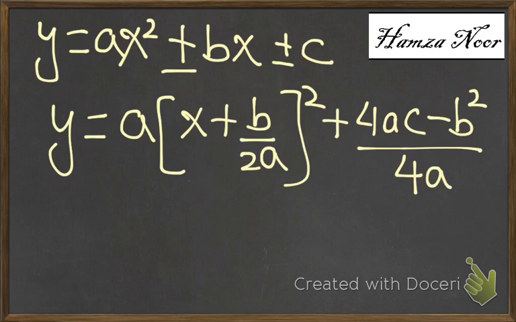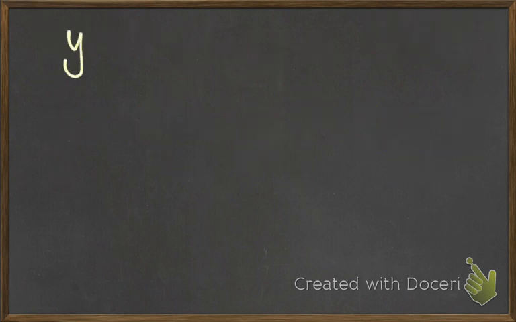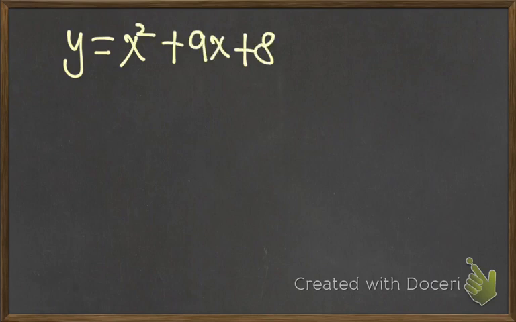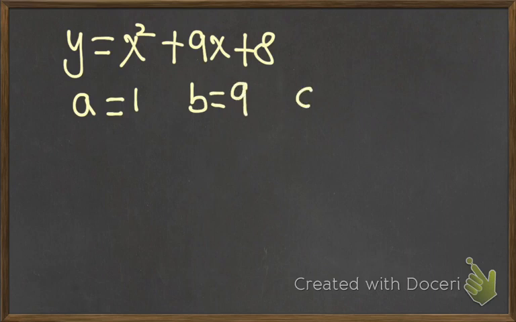If you have been given an example like this, y is equal to x squared plus 9x plus 8. First thing, you know that the coefficient of x squared is 1, and 1 is greater than 0. So this means that the graph will have a minimum turning point. It would be a happy face. Since the value of a is 1, the value of b is 9, and the value of c is 8, what we will do is put this in the formula.